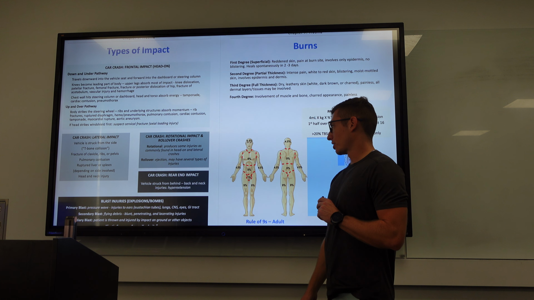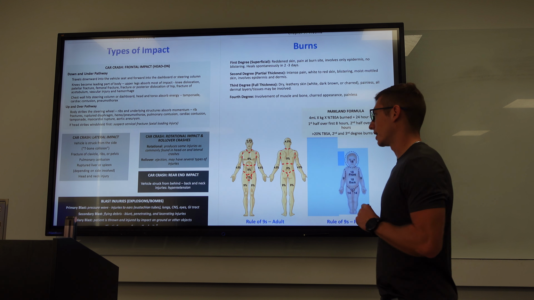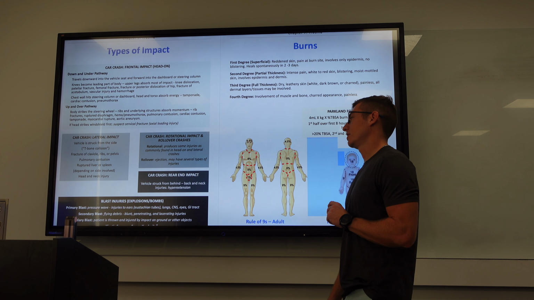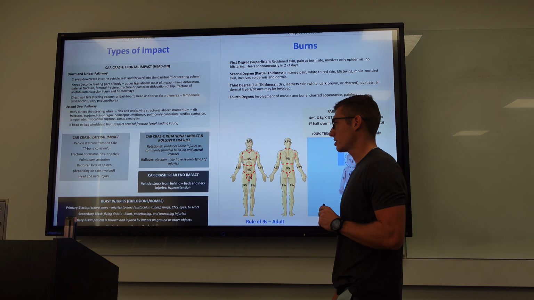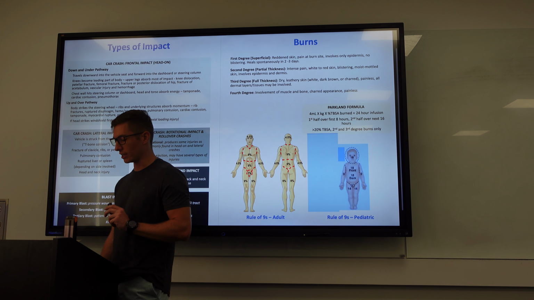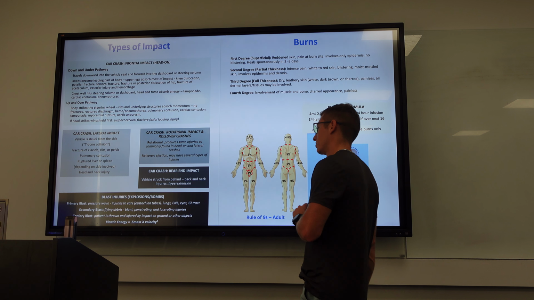Rear end impacts, you're going to have to deal with whiplash: vehicle struck from behind, back and neck injuries, hyperextension. Blast injuries: explosion, bombs. Primarily, blast is the pressure wave, the primary blast. And then you have the secondary and tertiary blast.